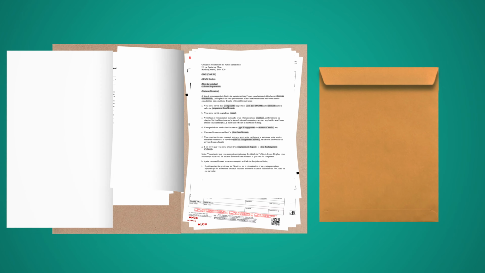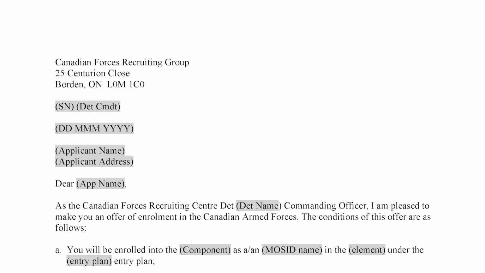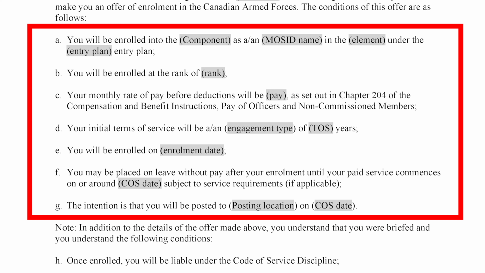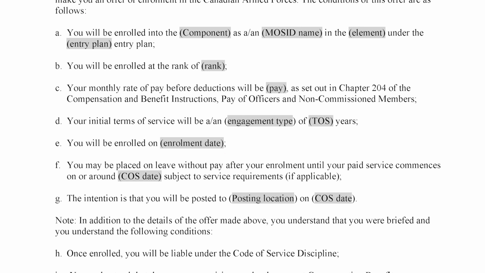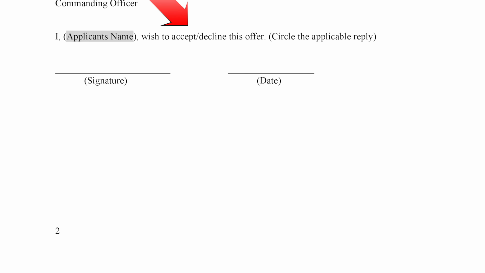The third document is the enrollment offer. Please review its contents. The information in it relates to the offer you received by telephone and email. You should check points A to G, which are the occupation, environment, and enrollment program, the rank, your pay rate, the variable initial engagement, the date of enrollment, the leave without pay if applicable, the course number and dates. When you have finished reading, you must circle whether you accept or decline the offer. Then sign on the signature line at the bottom of the page.